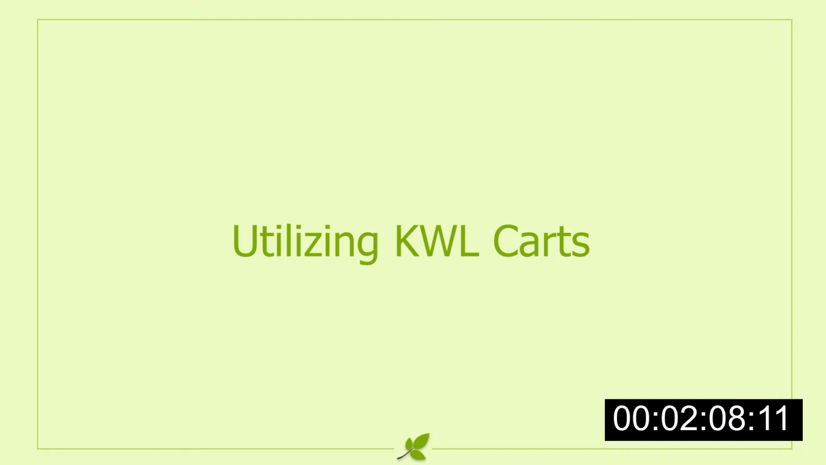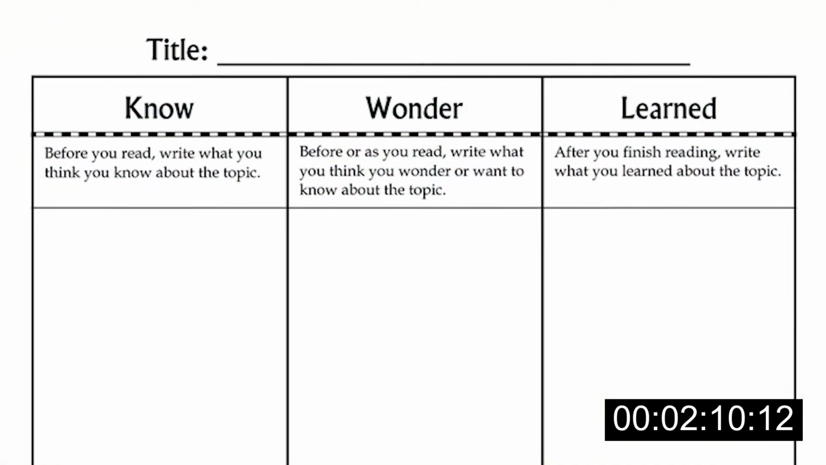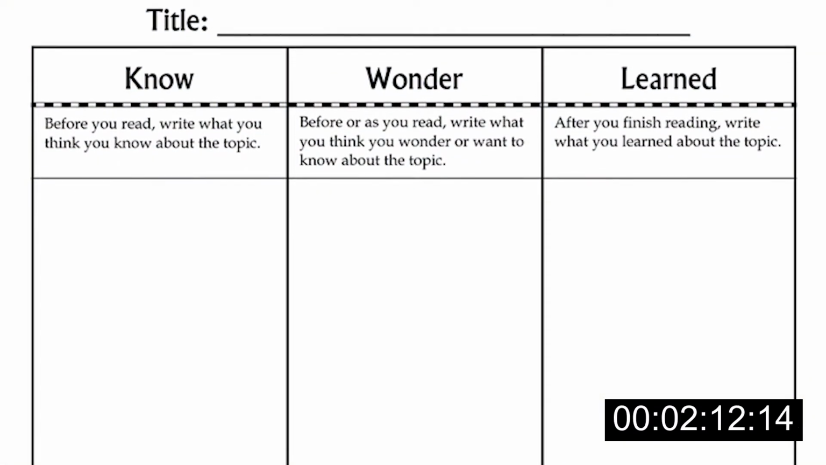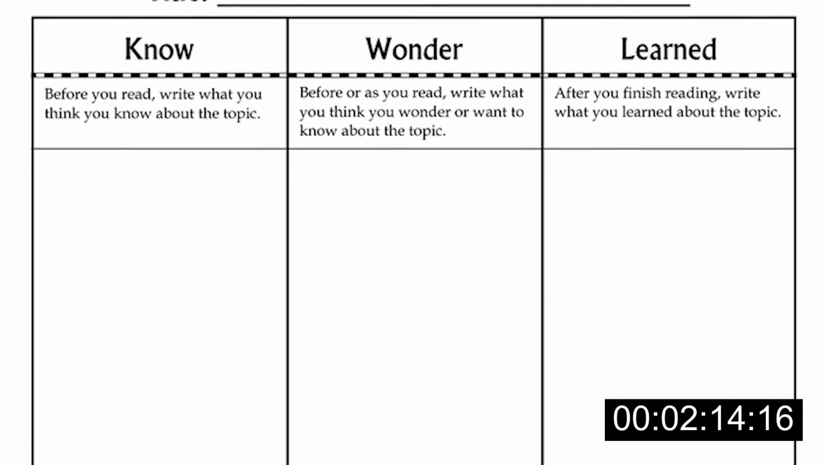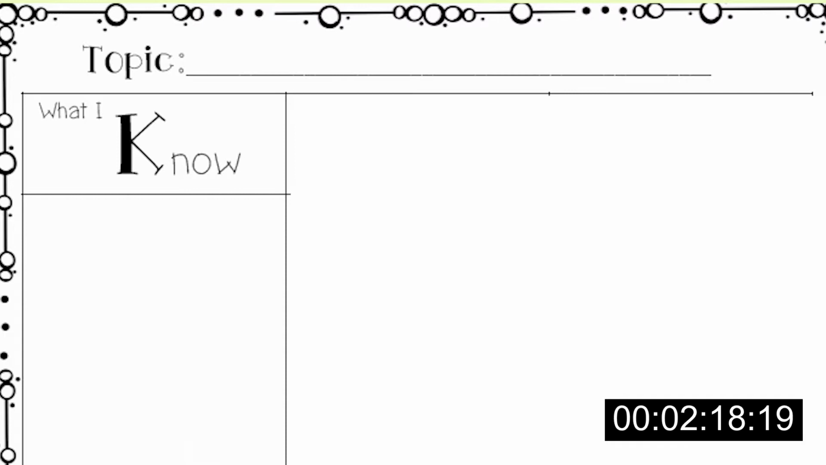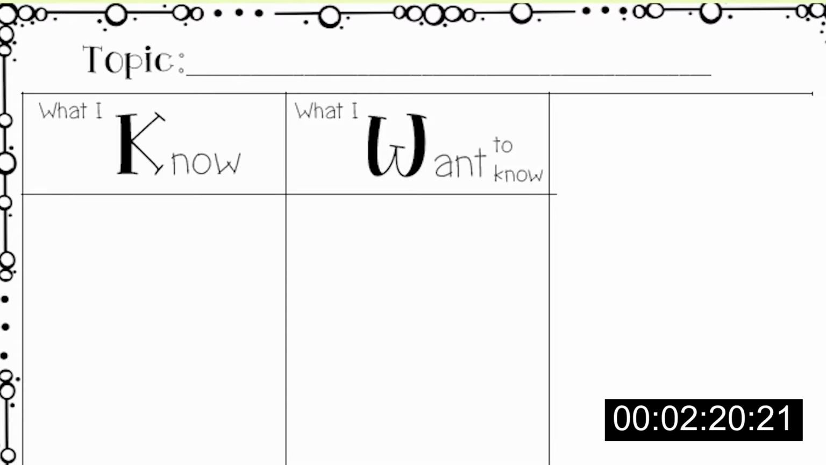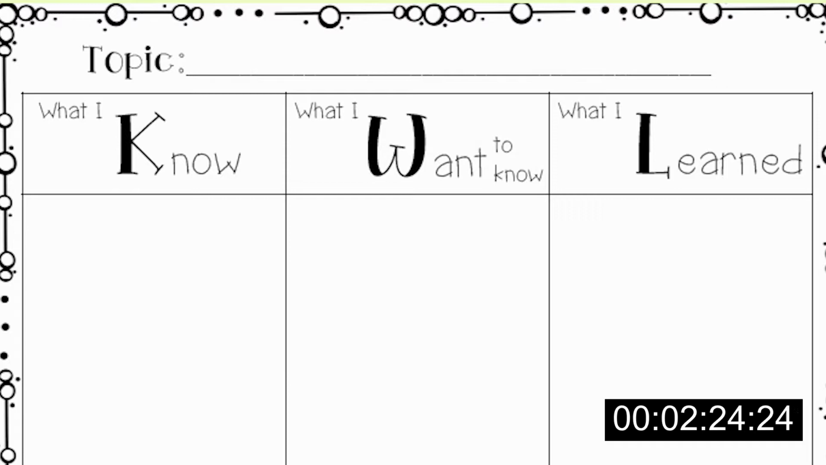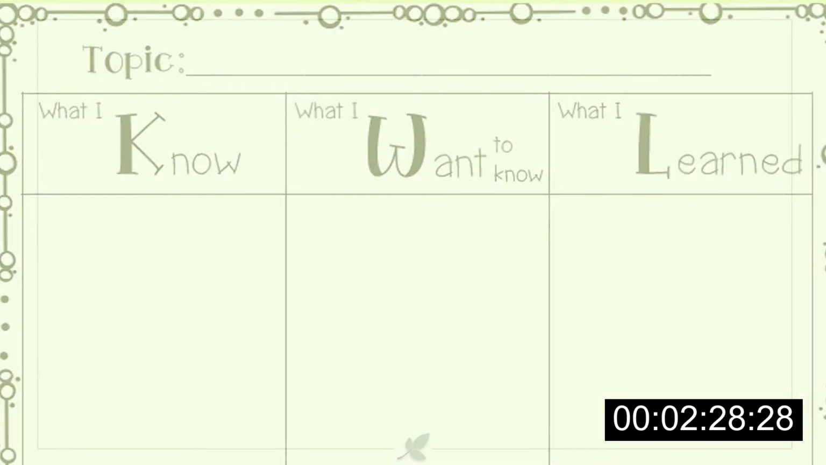The third approach is utilizing KWL charts. In this approach, students have a copy of a 3-column chart. You can hand these out or use a digital document tool. The first column is for what I know. The second is for what I wonder or what I want to know. The third column is for what I have learned. This document helps guide students in their quest for information.